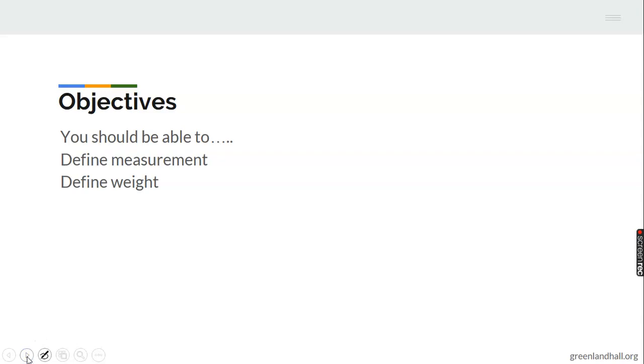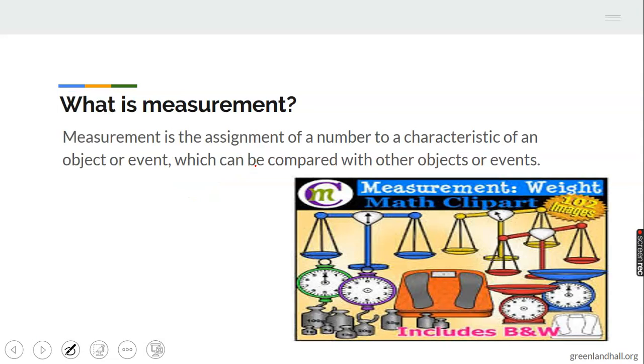Now today, after the lesson, I expect you to be able to define what measurement is, and you should be able to define for me what weight is. You tell me what measurement is, and you also tell me what is weight. Okay, moving forward. What is measurement?